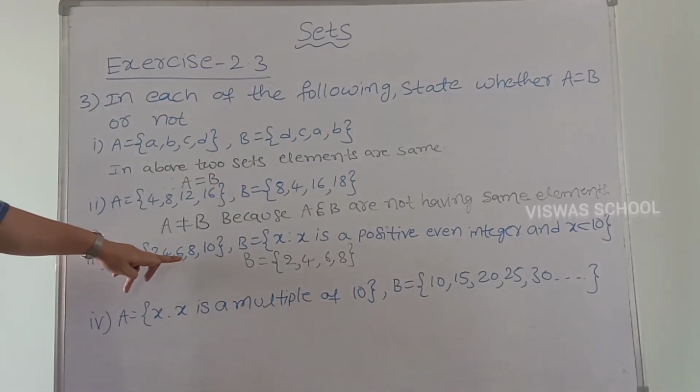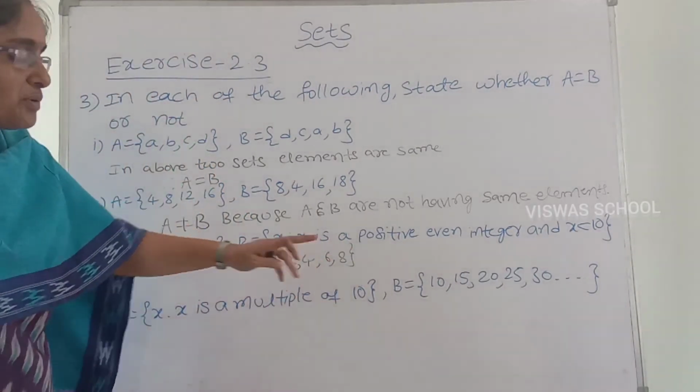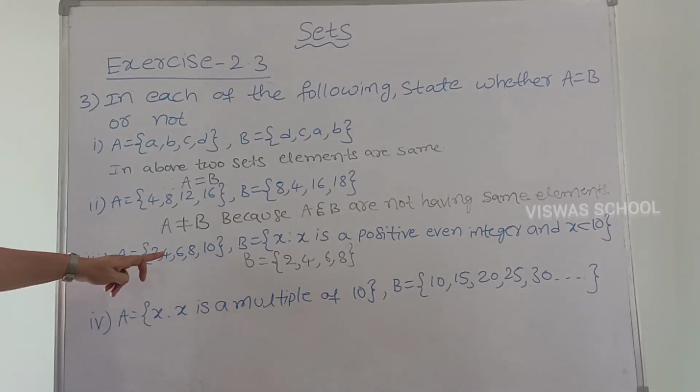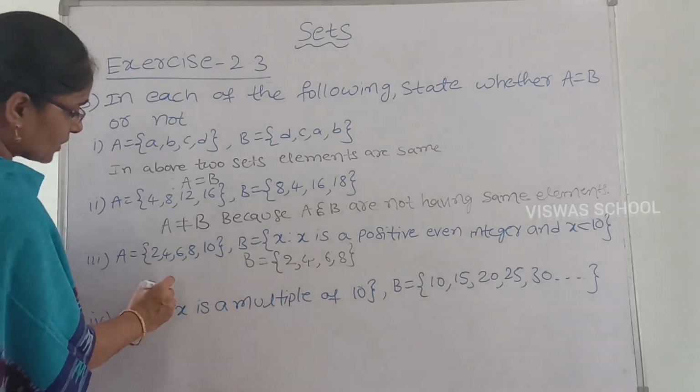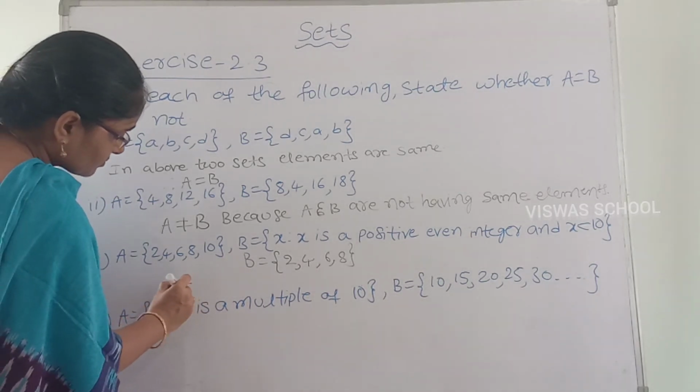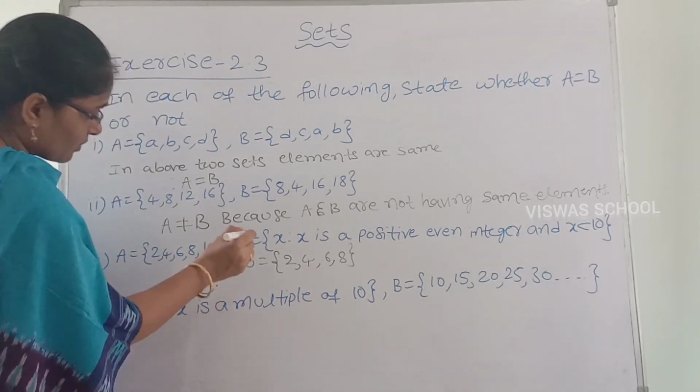Here set A goes up to 10, and set B goes up to 8 only. In this case also, A and B do not have the same elements. Therefore A is not equal to B.